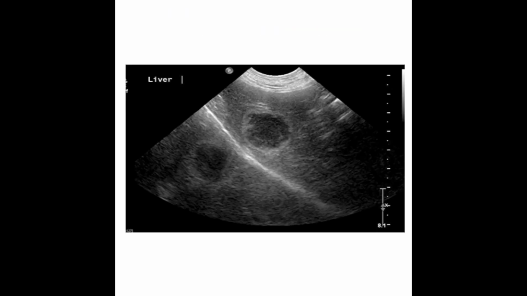So here's an example using the diaphragm and the liver of a mirror artifact. Sound came in at an oblique angle, bounced off the diaphragm, which is this bright white line here, interacted with this structure, and then got sent back to the transducer. Transducer is like, all right, that was mapped into this beam that was headed this direction. Let's put that information here.